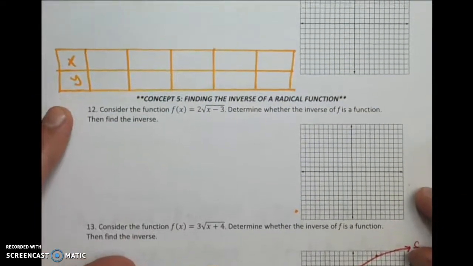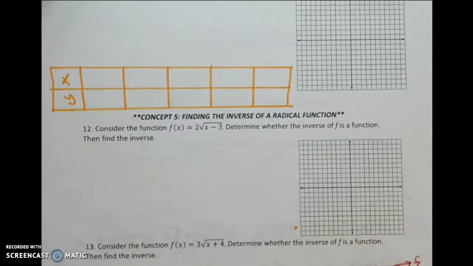Okay, so here we go. Concept number 5, finding the inverse of a radical function. It says, consider the function f of x equals 2 times the square root of x minus 3. Determine whether the inverse of the function f is a function, then find the inverse. Okay, so I am going to go ahead and graph it to determine whether it is a function. I made a table right here.